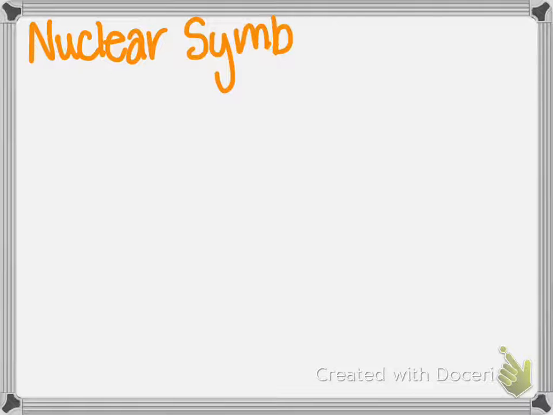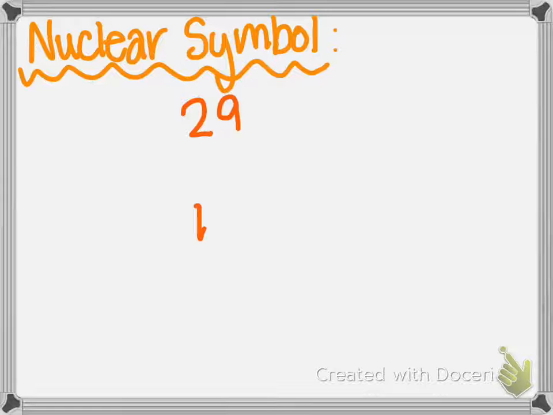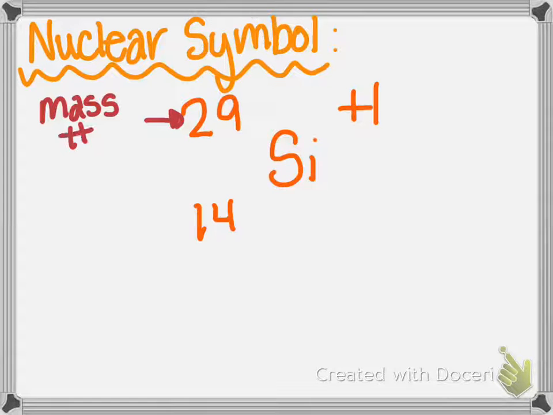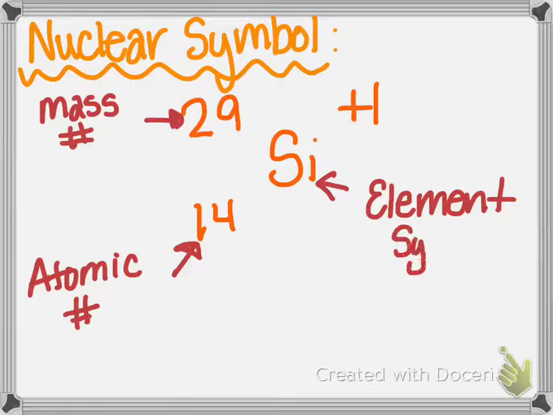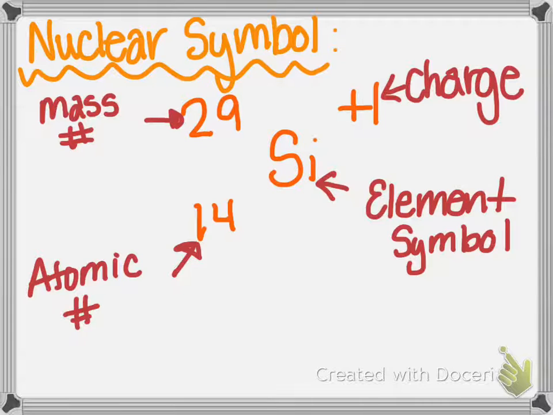All right, so nuclear symbol or isotope notation. I wrote out an example here for silicon. That top 29 number is your mass number, so it's going to go on the high left. On the bottom left should be your atomic number. Based off that, we can find our number of neutrons and protons. Then up on the top, in the middle goes your element symbol. And then on your top right is going to be your charge. So in this case, we have a +1 charge for silicon.